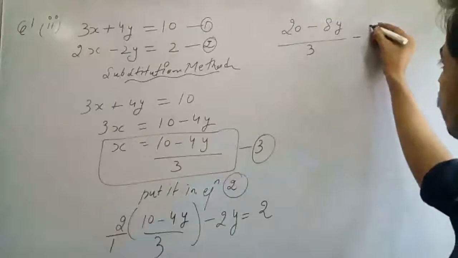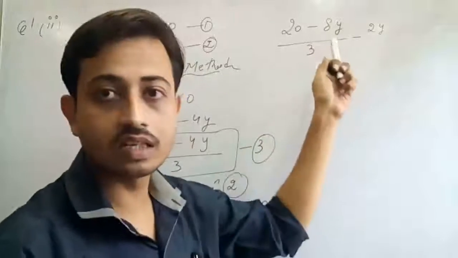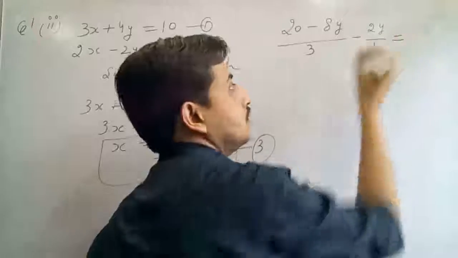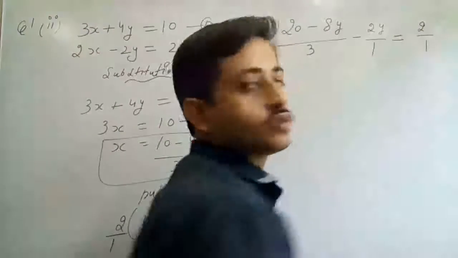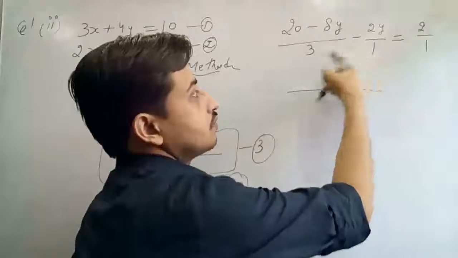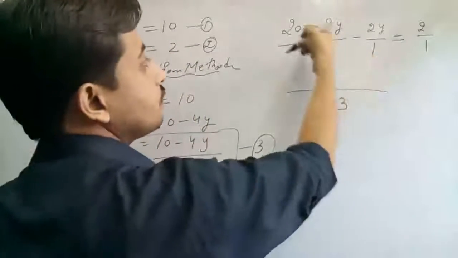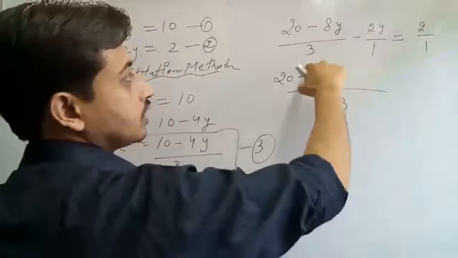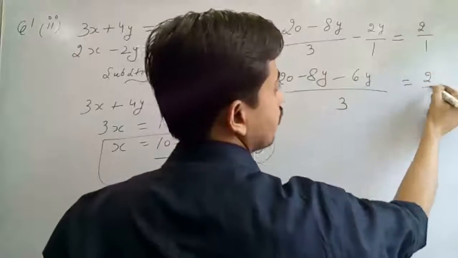Now look at minus 2y, because this term is in terms of rational, so try to make it also as a rational. So I am writing 2y by 1, which is equal to 2. I am writing 2 by 1. It's very easy to solve. Now look at what we have to do. Take the LCM. 3 into 1, 3. Now do cross multiply. If we multiply it with 1, we get 20 minus 8y as it is. Now 3 into 2, we get 6y, which is equal to 2 by 1.